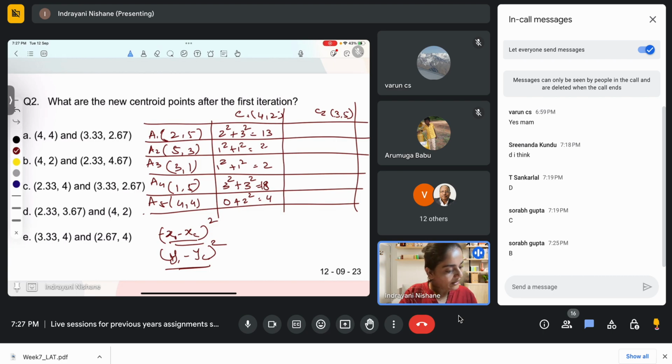Now we will calculate the distance between all these data points and centroid 2. So 2 minus 3 is 1, 1 squared plus 0, which is 1. Then 2 squared plus 2 squared is 8. Then 0 plus 4 squared is 16. Then 2 squared plus 0 is 4. And 1 squared plus 1 squared is 2.